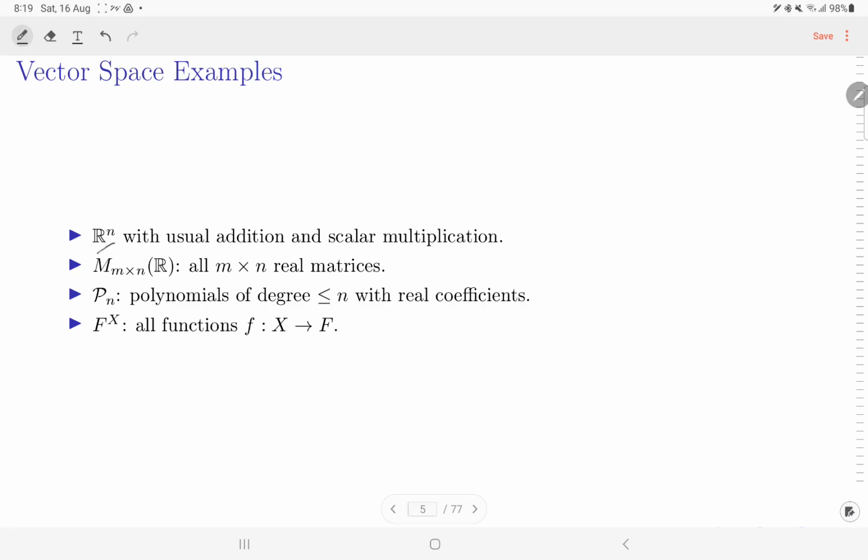Rn is your vector space, the matrices of m cross n, and polynomials of degree n with real coefficients. These three we will be using in this tutorial from time to time. And for linear transformation, when it comes, I will let you know what it is.